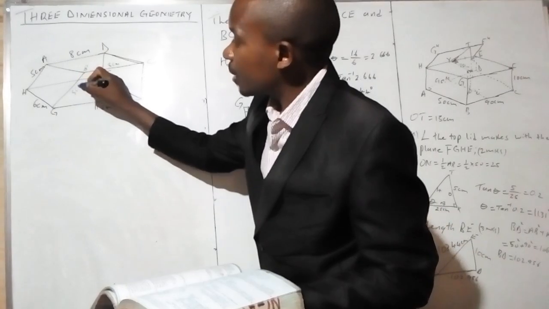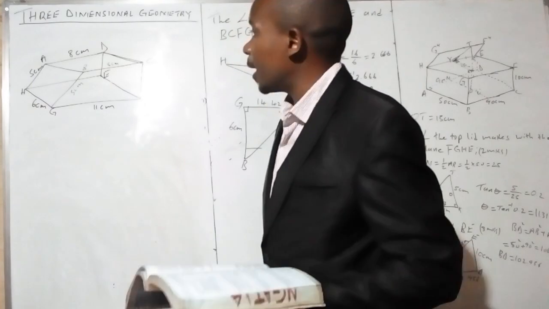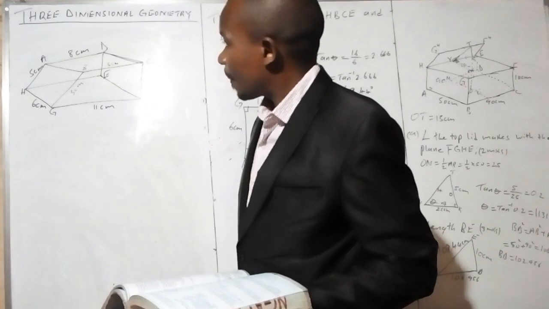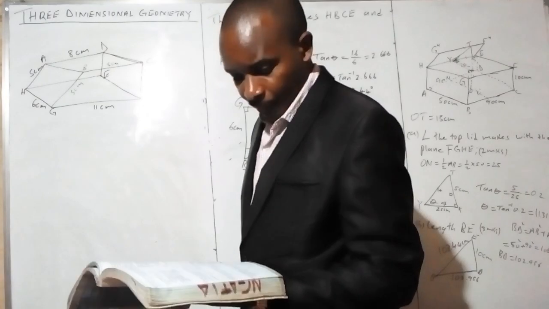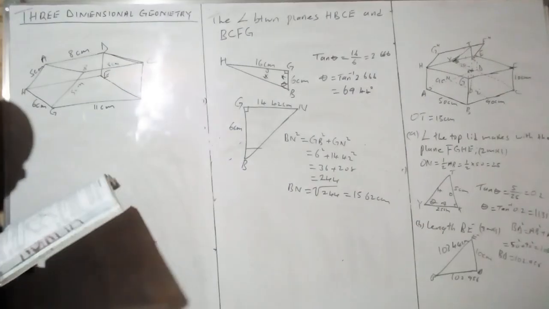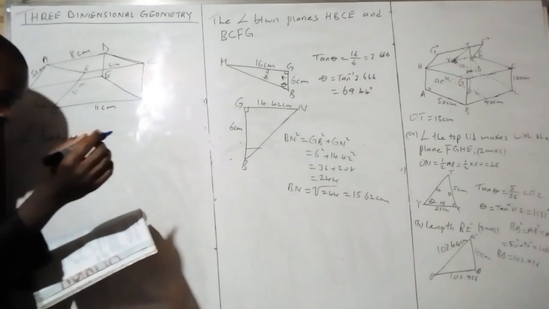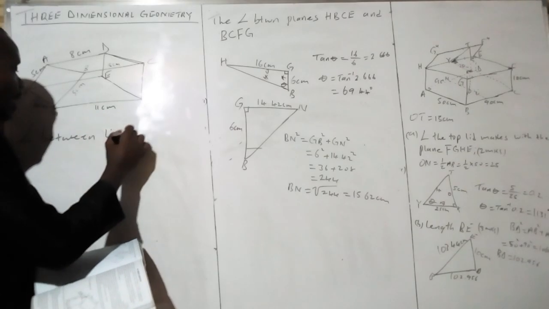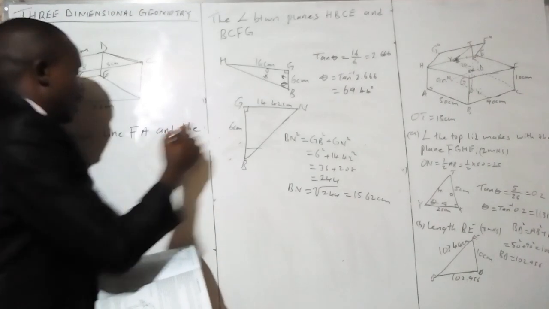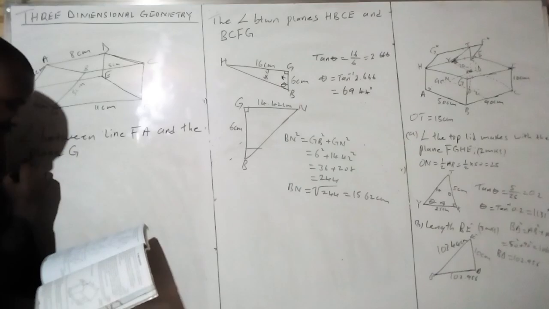Yeah, like that. Calculate correct to 1 decimal place the angle between line FA and the plane G, F, E, H.